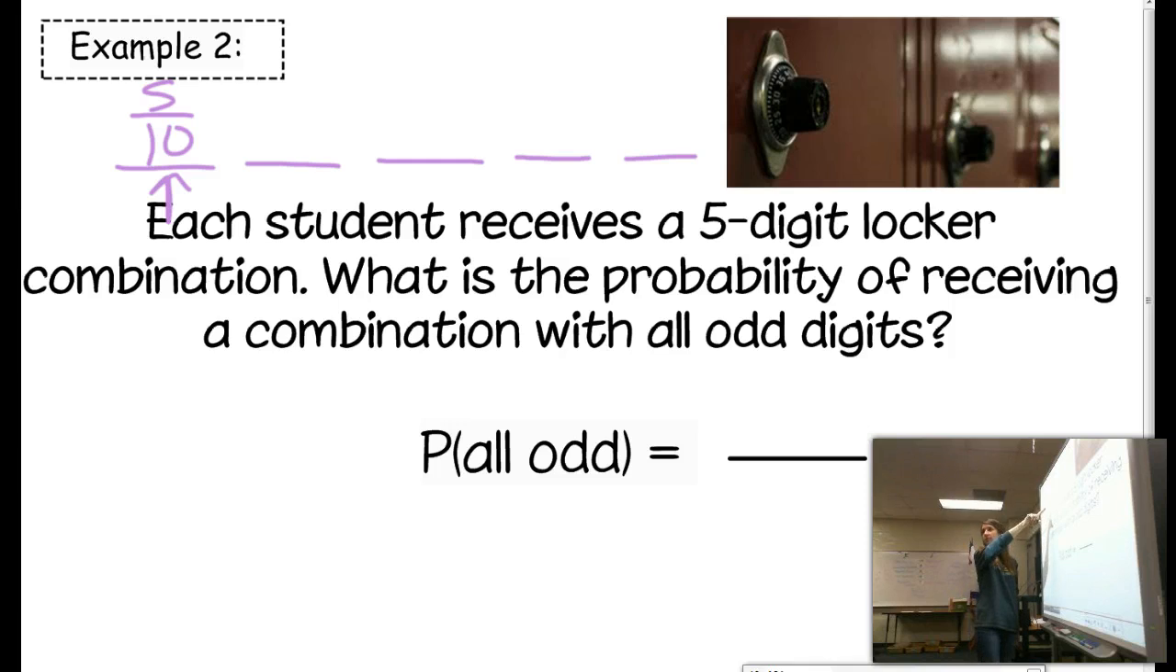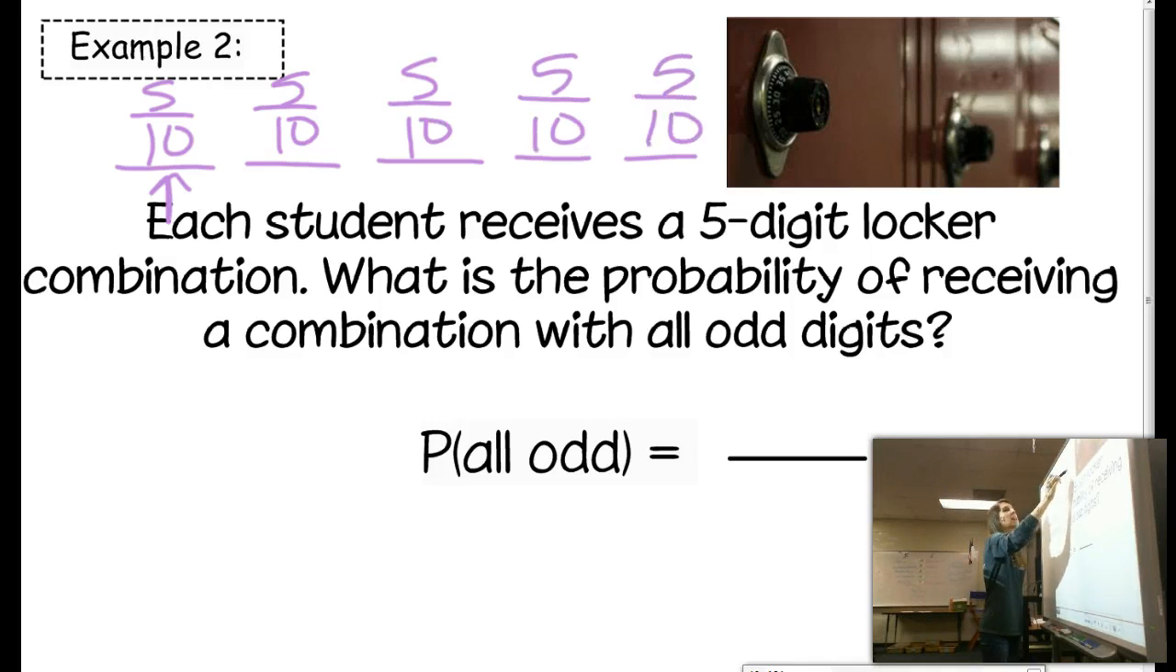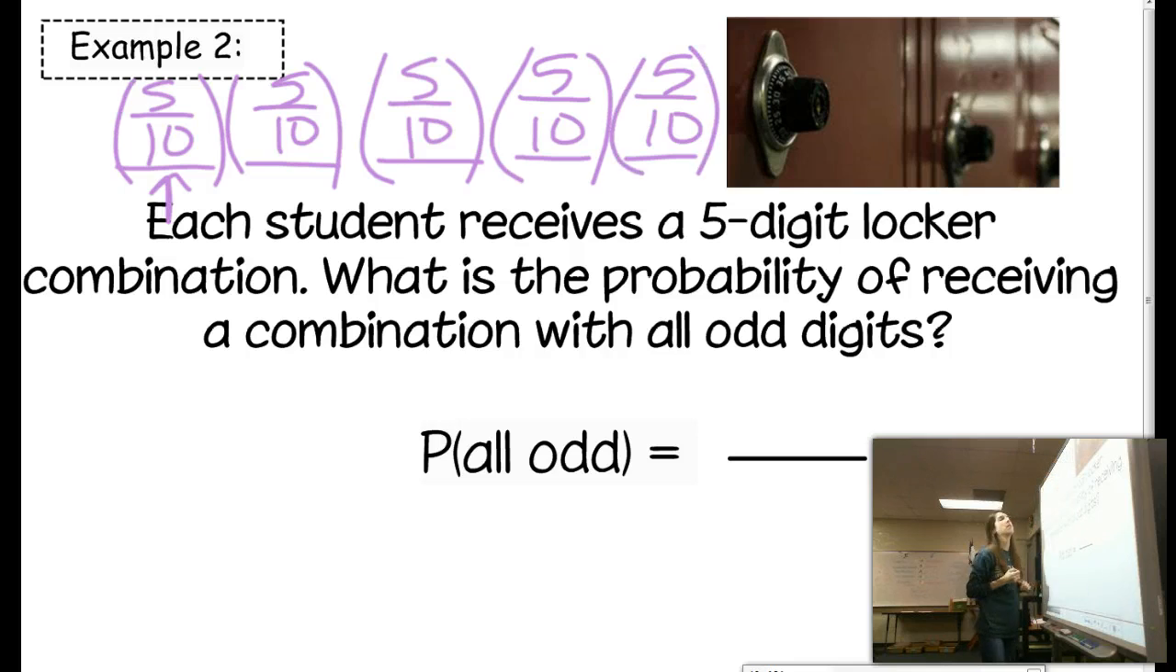What about the next slot? Still 5 out of 10, right? Half of the numbers are odd, half are even. So in each slot, you've got a 5 out of 10 chance. What does that reduce to? 1/2. And we are multiplying these because when you want more than one thing to happen, you don't add them, you multiply them. And so we are really doing 1/2 raised to the what? How many times are we multiplying it by itself? 5th power.